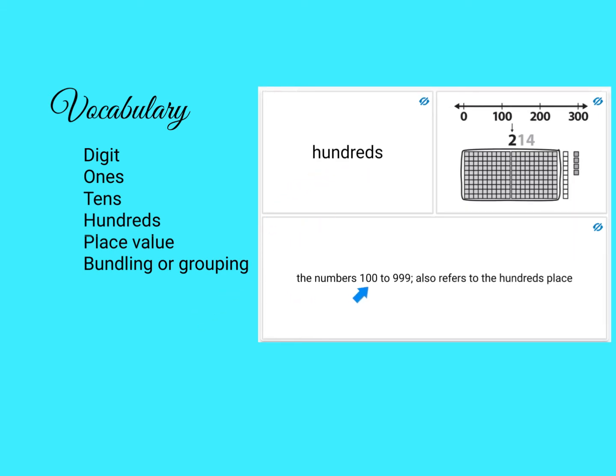And moving on to the hundreds place value. So the numbers 100 to 999 also refers to the hundreds place. And again, in this number here, 214, we had our ones in the 4. We had a 1 for our tens place value, and for the hundreds, we have the number 2 right here.